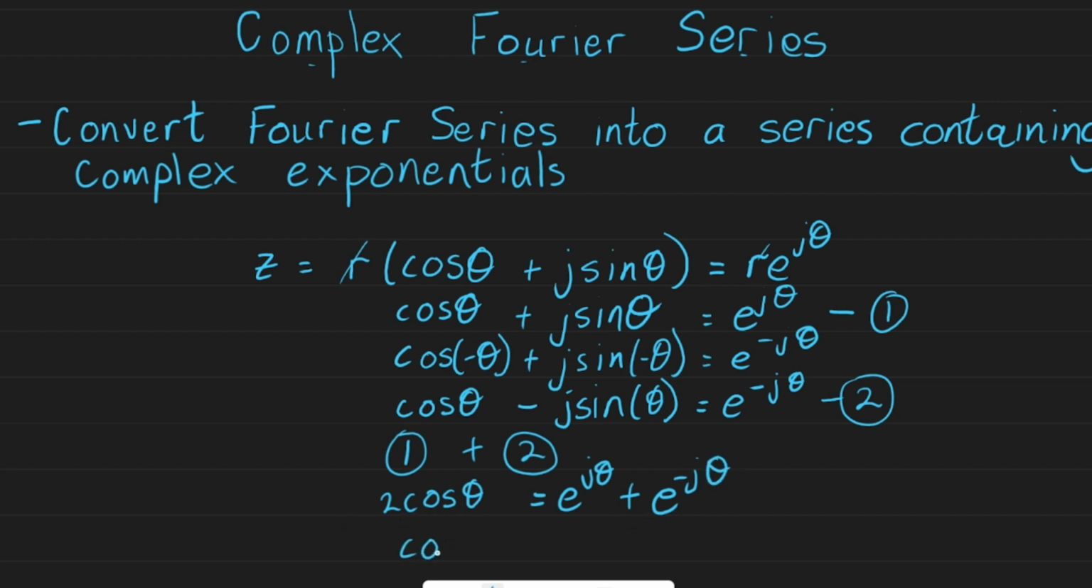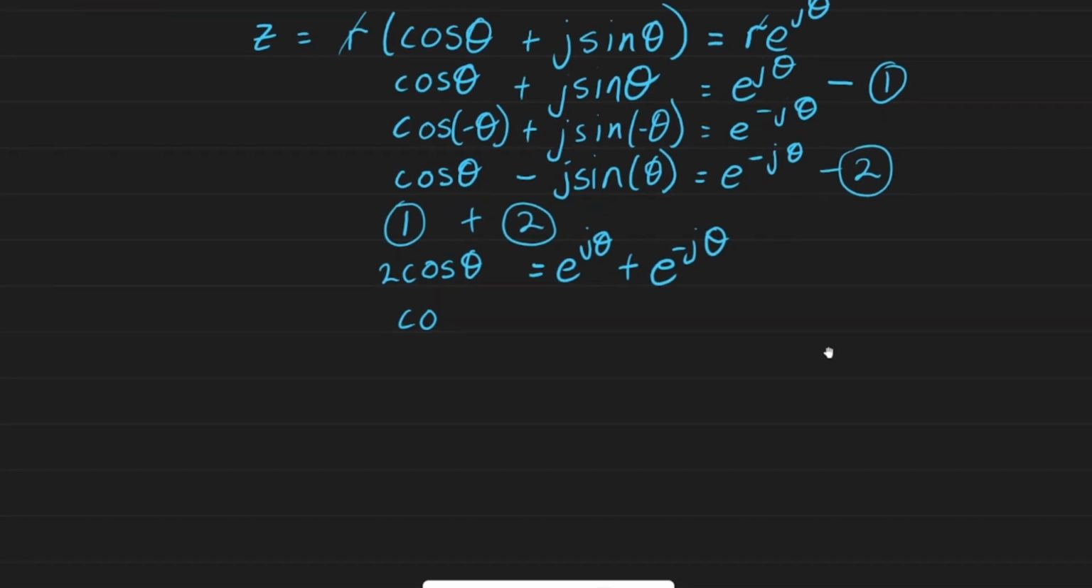And when we do that, we see that cos theta is equal to a half, since we have divided by 2, into e to the power j theta plus e to the power minus j theta. So in this manner, we have solved for cos theta. So now we can solve for sine theta. How will we solve for sine theta?